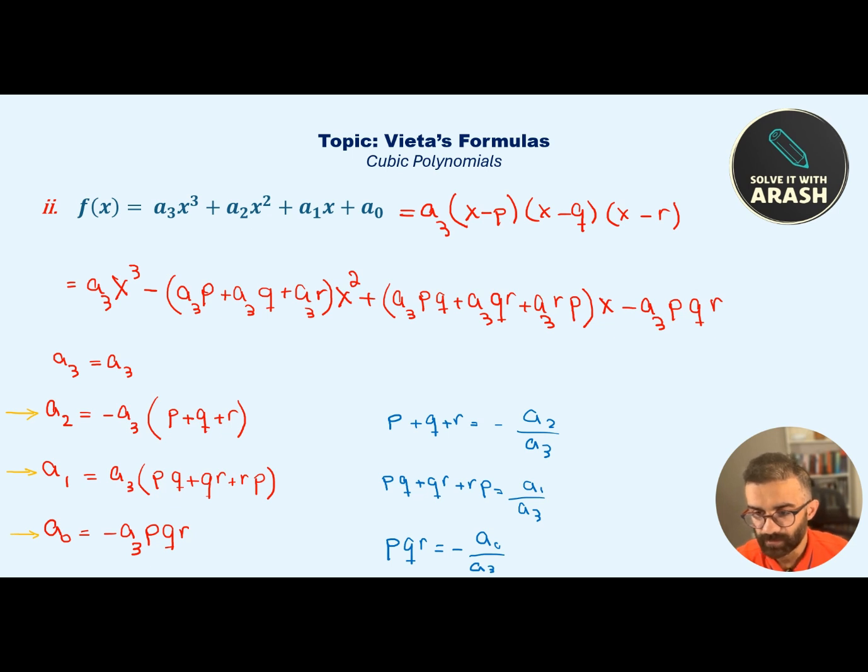Now this is called Vieta's formulas for cubic polynomials, which includes three symmetric sums, and it connects the roots of the cubic equation to its coefficients. Like p plus q plus r, the sum of the roots is negative a2 over a3, which means it's negative the quadratic coefficient over the cubic coefficient. And the product of the roots, pqr, is negative the constant term over the leading coefficient.